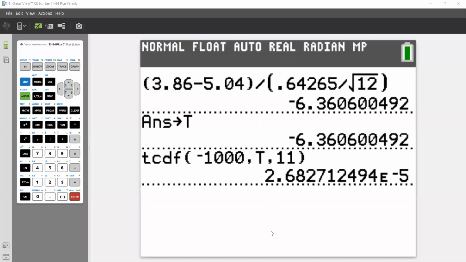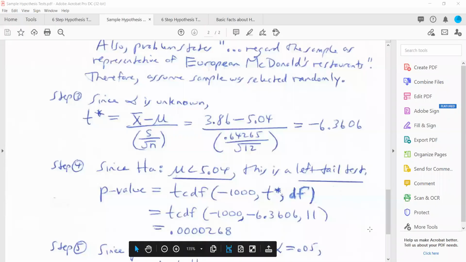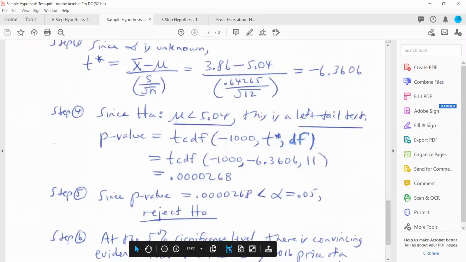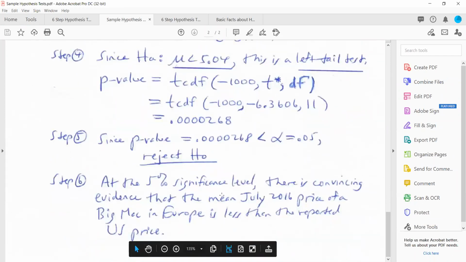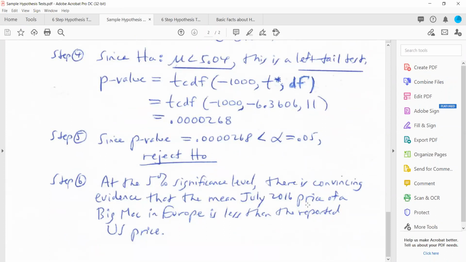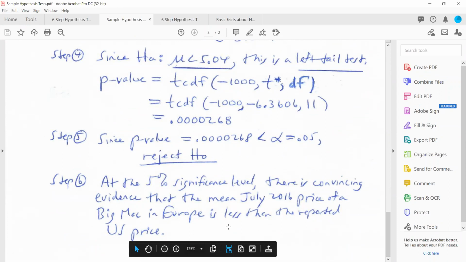Oh, I went back to where I was. Sorry about that. Back to the problem. Okay. Here it is. Very low p-value. You're going to reject the null for sure, but you have to write it out this way. Since the p-value is equal to this and it's less than alpha's 0.05, reject the null. And then step 6, at the 5% significance level, there is convincing evidence that the mean July 2016 price of a Big Mac in Europe is less than the reported US price. Okay?